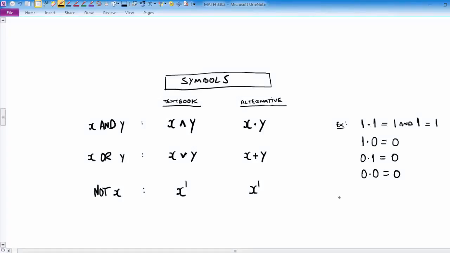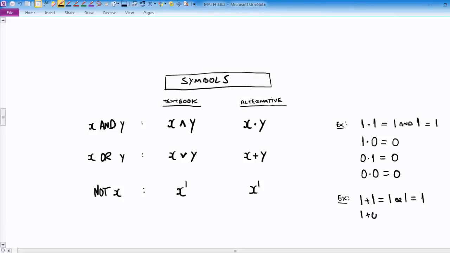Now let's check the OR function. If we do 1 plus 1, this really means 1 or 1, and that is 1. Now this doesn't work very well with our regular algebra. 1 plus 1 is not 1 in our regular arithmetic. But remember, this is not our regular arithmetic. This is a Boolean function, and these elements are not really real numbers. These are true or false or on and off, and we use zeros and ones.